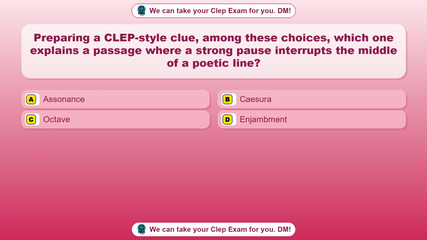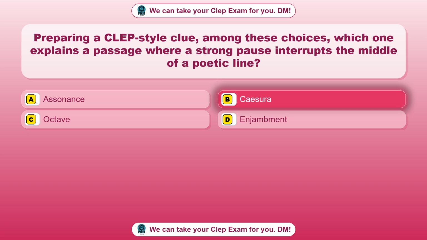Question 46. Preparing a CLEP-style clue, among these choices, which one explains a passage where a strong pause interrupts the middle of a poetic line? Option A, assonance. Option B, caesura. Option C, octave. Option D, enjambment. The correct answer is option B, caesura.